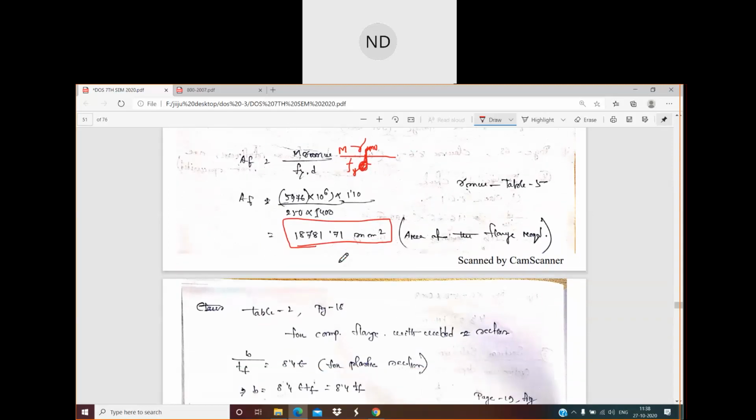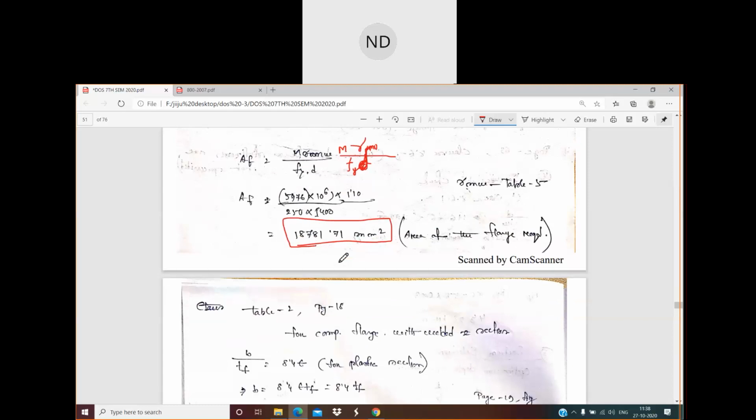So this one 1.10 was our gamma m0 from table 5. We have fy, we know d, so we got our area of the flange. That means we require a flange whose area should be 18781.71 mm square. So according to this requirement of the area of the flange, we are going to check now and design what can be the sizes of the flange.